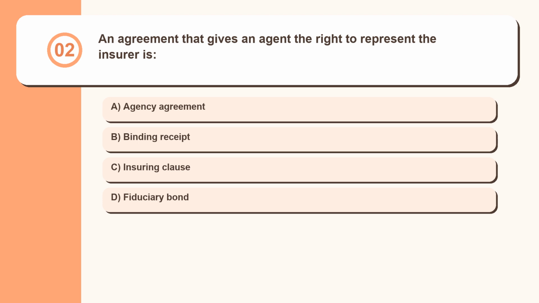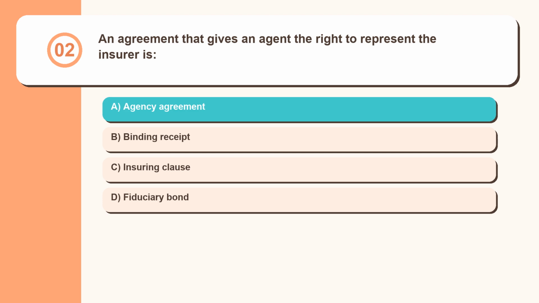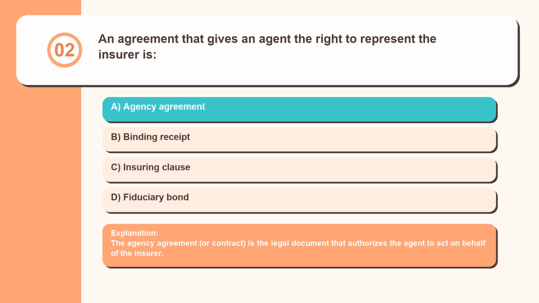Question 2. An agreement that gives an agent the right to represent the insurer is: agency agreement, binding receipt, insuring clause, fiduciary bond. The agency agreement, or contract, is the legal document that authorizes the agent to act on behalf of the insurer.